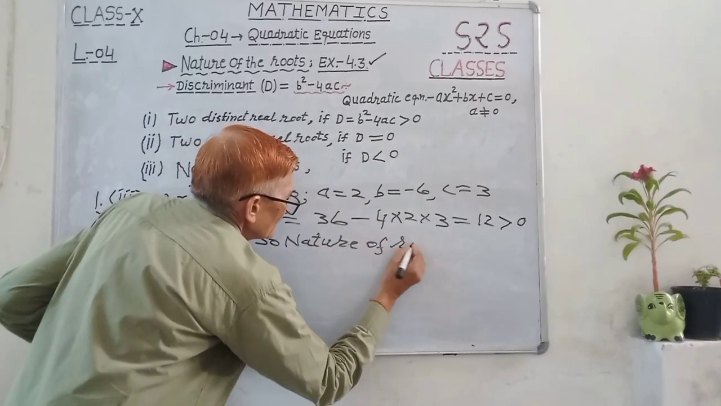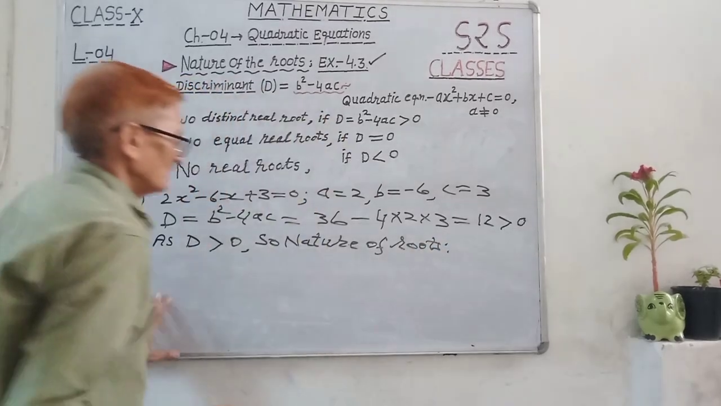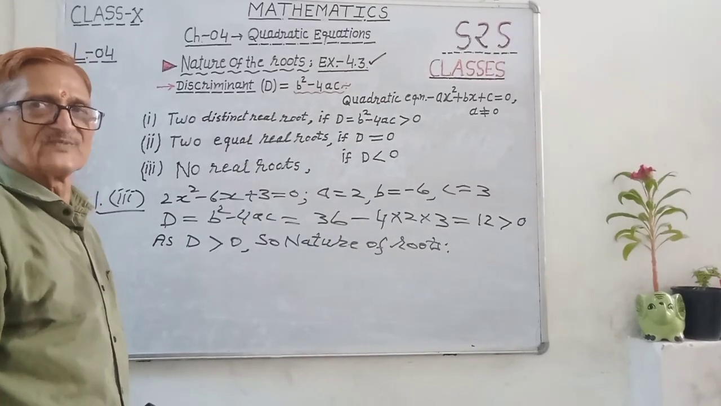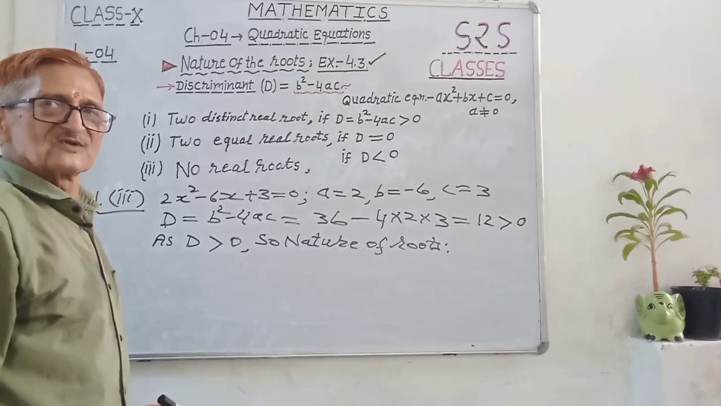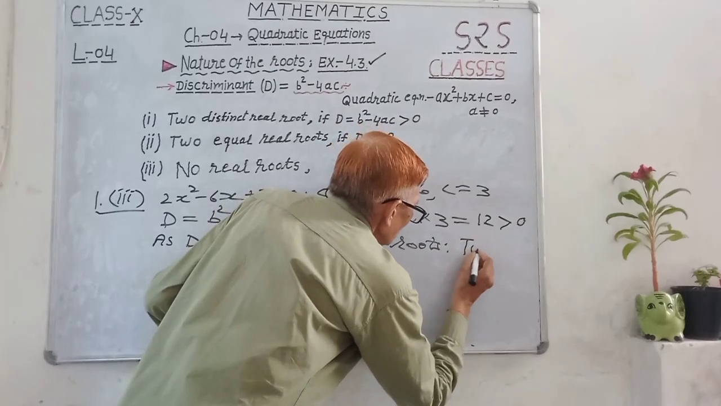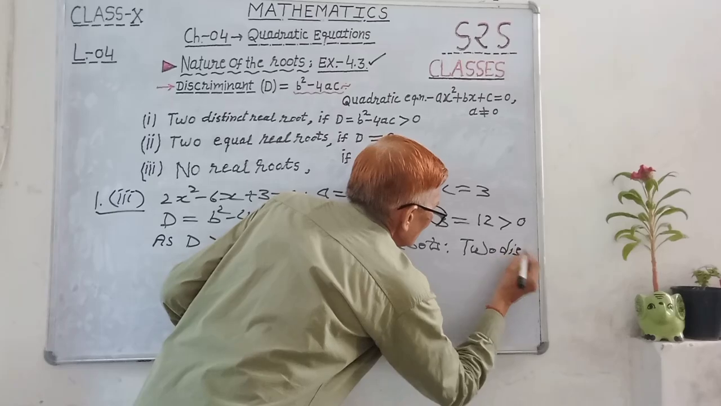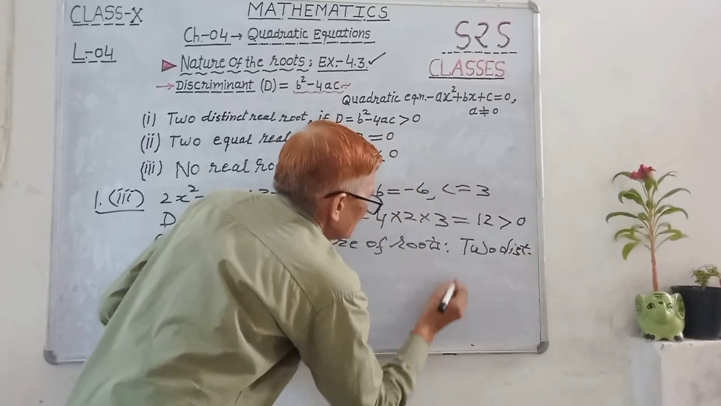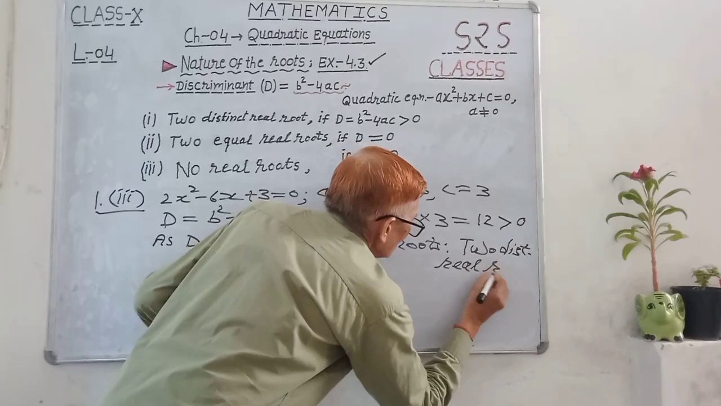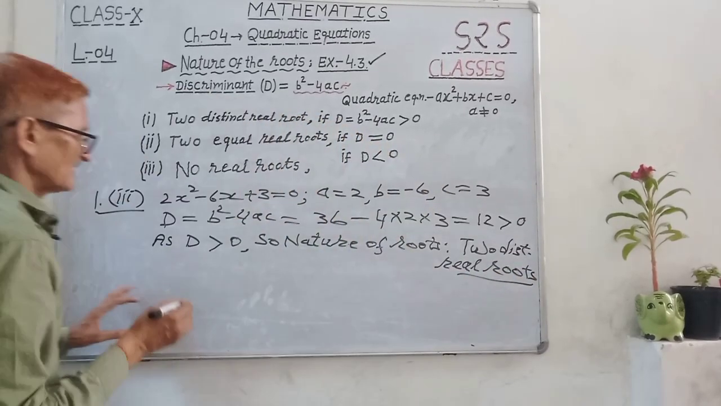Now we write the nature of roots. If d is greater than 0, that is the first case, then there are two distinct real roots. We should write the nature and then solve.